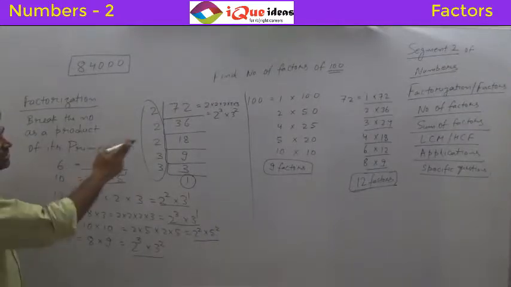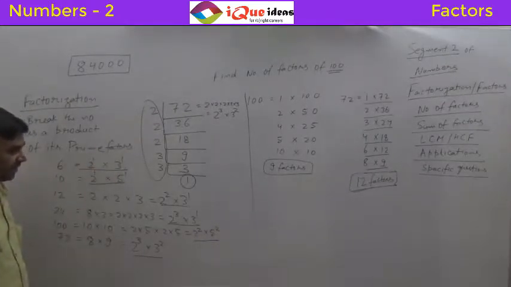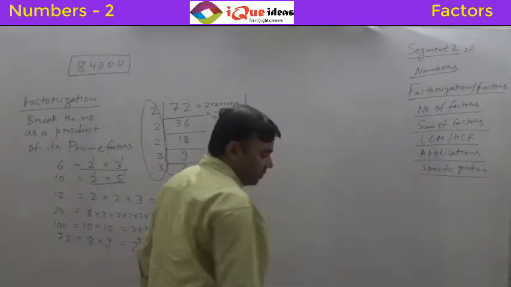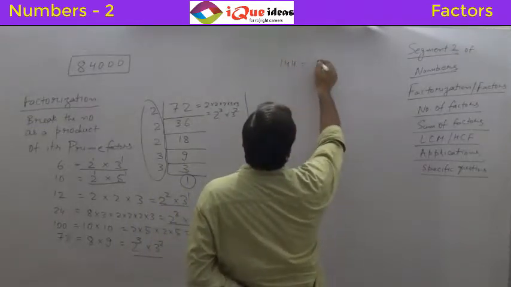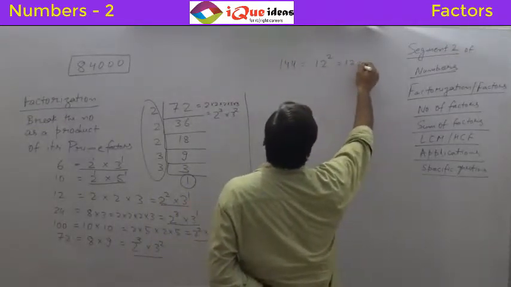Okay, now how does it translate to find the number of factors? We'll see that in some time. So the first thing that we need to understand is how to factorize a number. Let's take some more numbers like 144. So we know it is 12 square, which is 12 into 12.